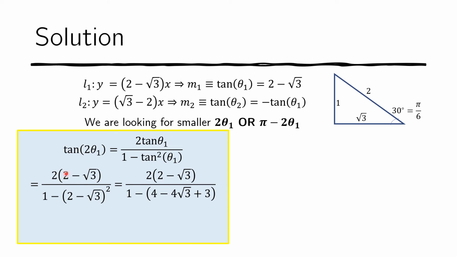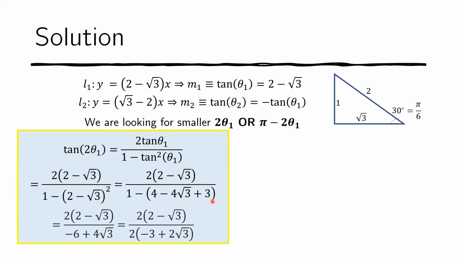So in the numerator, we replace that here. In the denominator, we replace that here. Then we get this. And then we just try to expand the denominator first. So 1 minus this expression here. Then we simplify that. The denominator becomes, this is 1 minus 4 plus 3, which is 7. So 1 minus 7 is negative 6. And then minus 4 square root of 3. So that's positive 4 square root of 3. And you can see you can factor 2 out of the denominator. That's what we did here.